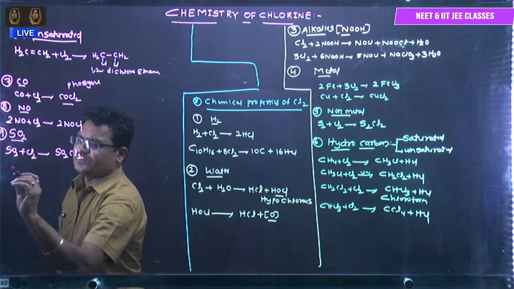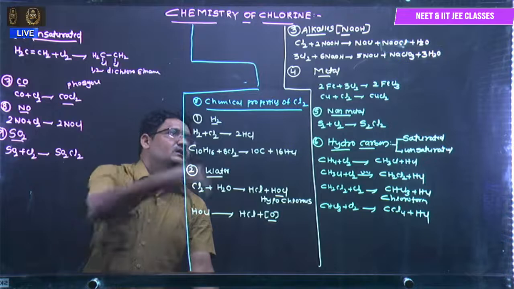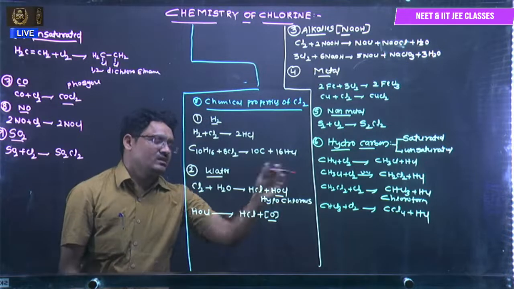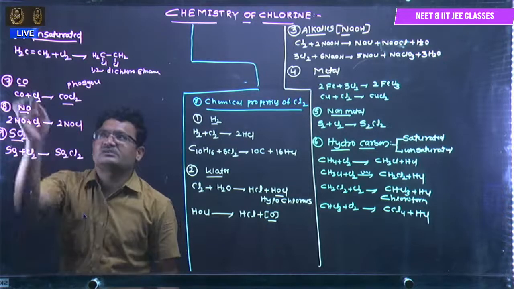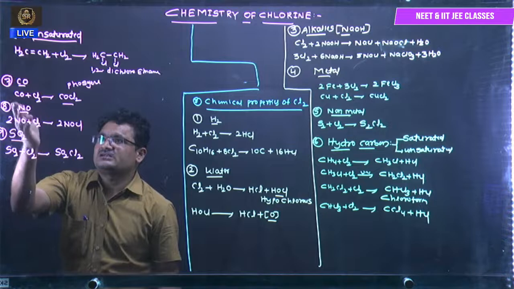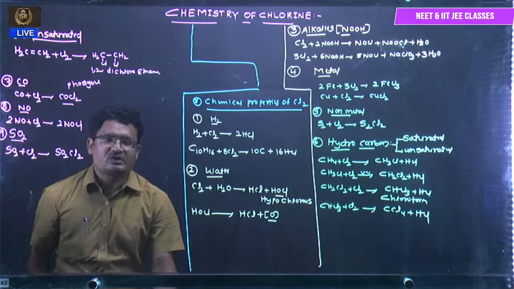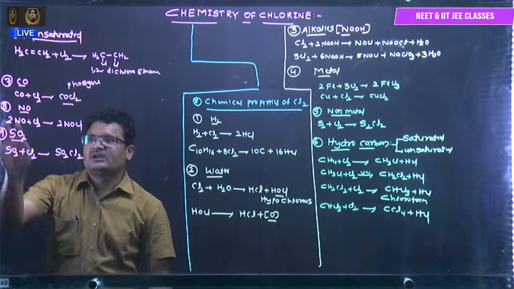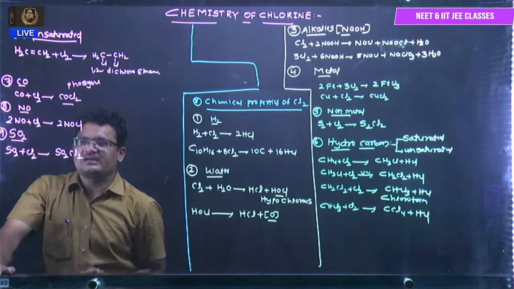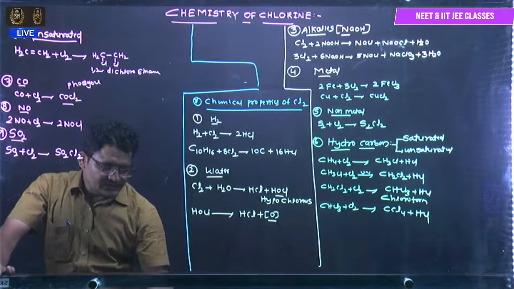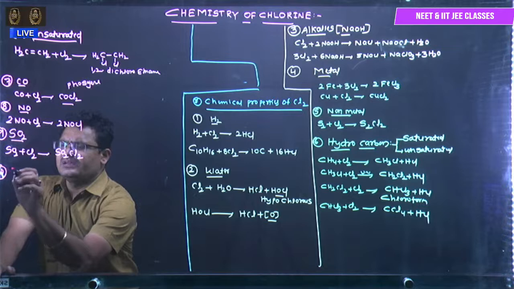To recap: reaction with H2, water, alkalis, metals, non-metals, and hydrocarbons, which are saturated and unsaturated. Then carbon monoxide reacts with chlorine to give carbonyl chloride, which is phosgene. Nitrogen monoxide, NO, reacts with chlorine to give nitrosyl chloride. Sulfur dioxide reacts with chlorine to give sulfuryl chloride. The last one is reaction with halides.